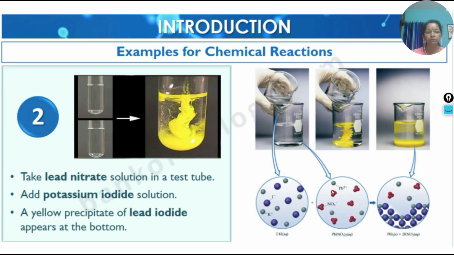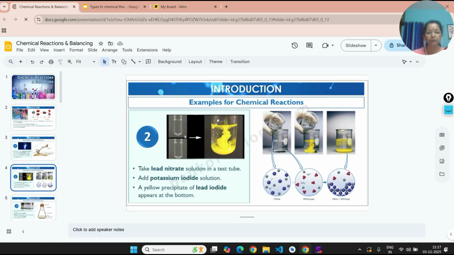Then another example: we have two test tubes containing colorless solutions. In one we have lead nitrate, and in the other we have potassium iodide. When we mix these two colorless solutions, we get a colored precipitate, the appearance of a color, in this reaction. What is happening here is the formation of a yellow precipitate of lead iodide. Why the lead iodide gets precipitated, we will study later.